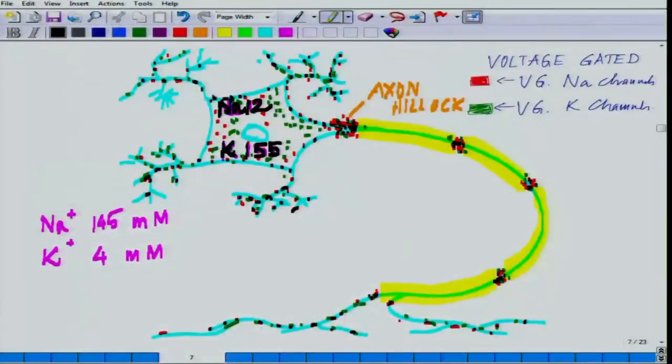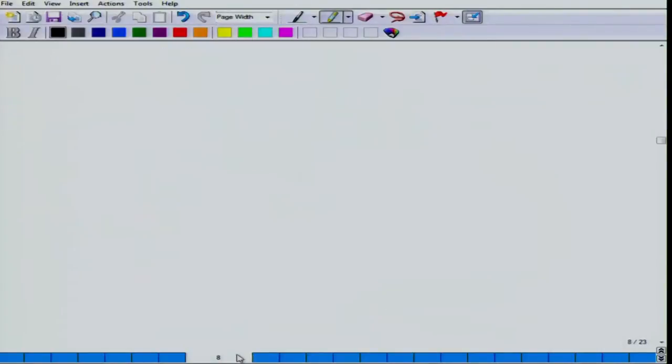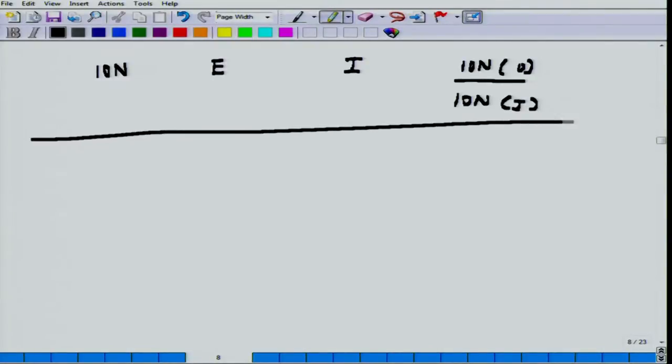So, let us do the calculations based on the Nernst equation. If you remember, I was telling you about this, so let us do a simple calculation. This is the extracellular, this is the intracellular, and the ratio is ion outside upon ion inside. We'll do this for two ions, sodium and potassium.